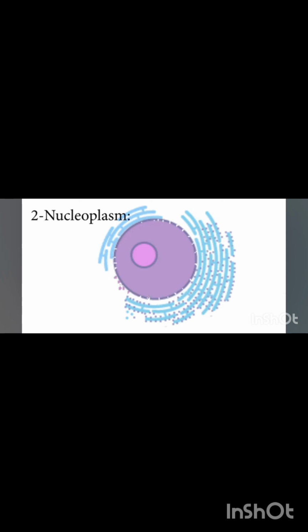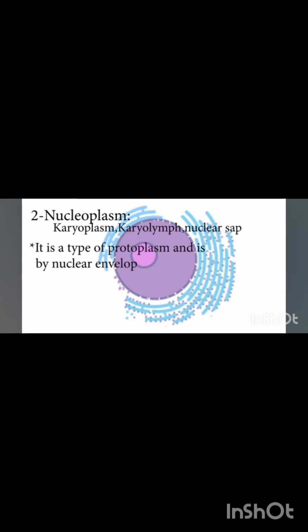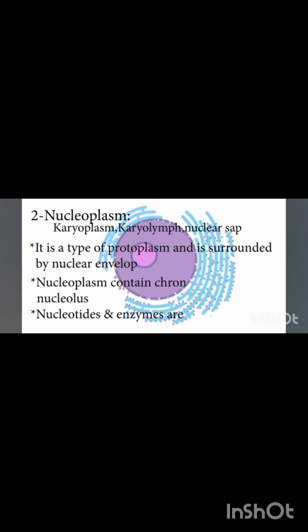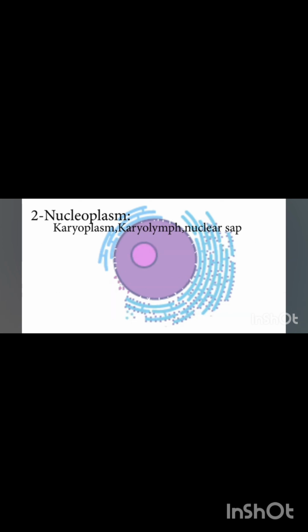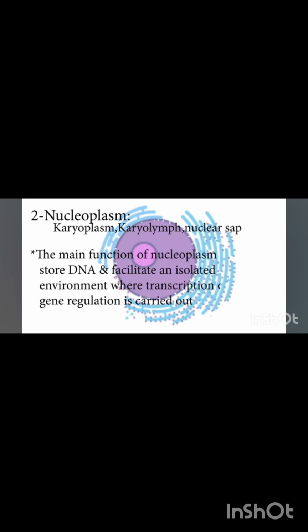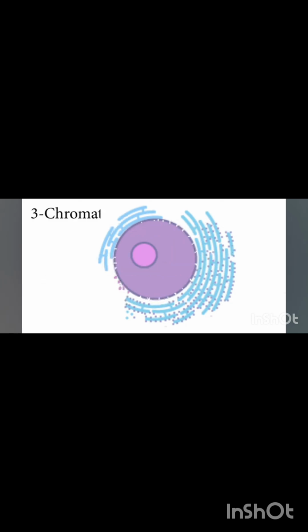The second part we are going to study is the nuclear plasm. The nuclear plasm is otherwise called karyoplasm, karyolymph, or nucleosap. It is a type of protoplasm and is surrounded by the nuclear envelope. Nucleoplasm contains chromosomes and nucleolus. Nucleotides and enzymes are also present in the nucleoplasm. The main function of the nucleoplasm is to store the DNA and facilitate an isolated environment where transcription or gene regulation is carried out.